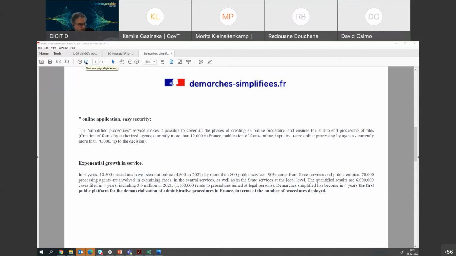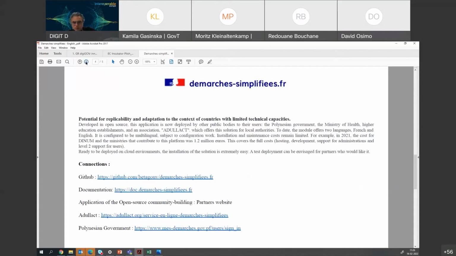The objective of my presence here is to find partners to pursue the project at a European scale. Why? Because our product has huge virality and a huge potential for replicability. We are an open source application, part of the government. We were awarded the best open source administrative and public sector project in France in 2021.